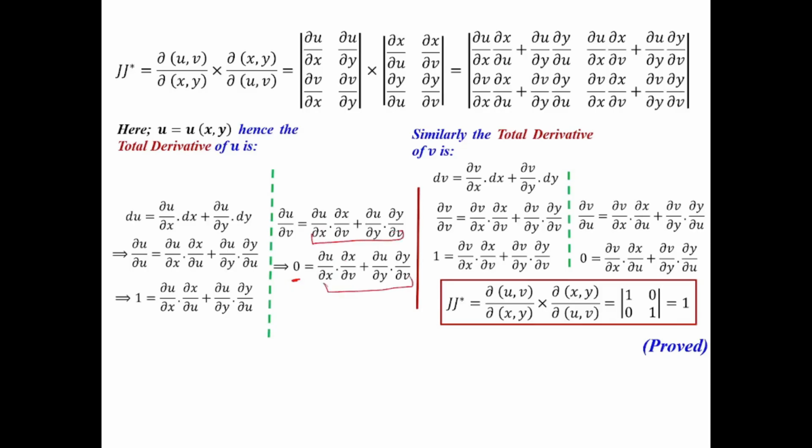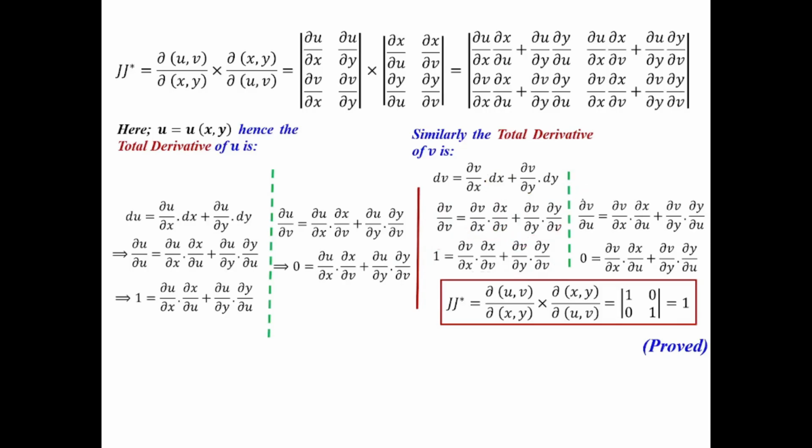Similarly, v is also a function of x and y, so the total derivative of v is written as dv equal to del v by del x into dx plus del v by del y into dy. That implies del v by del v equals del v by del x into del x by del v plus del v by del y into del y by del v. The left hand side is equal to 1, because del v by del v equals 1, and these two terms are written as such.